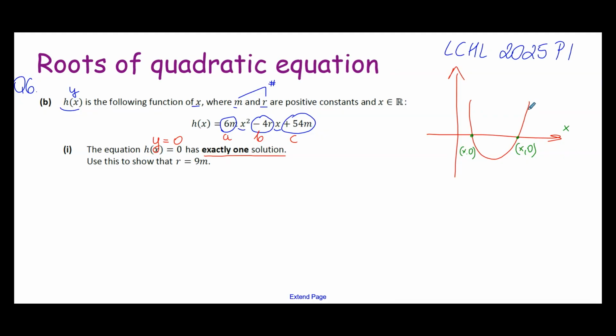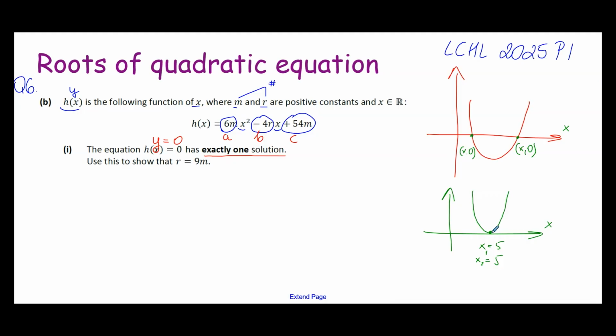Because we know the graph can cut our x-axis this way, but as well, our graph can be just touching our x-axis in one place. Therefore, there are 2 roots in one place, and they will be the same value, let's say 5. That doesn't mean there is one root. There are 2 roots in one place. That's basically what it means.